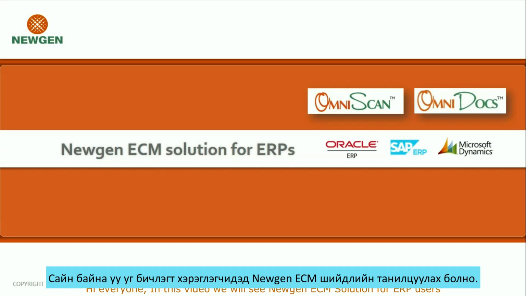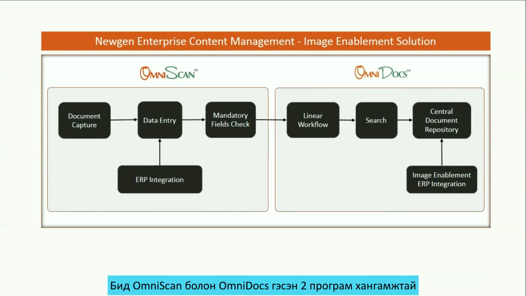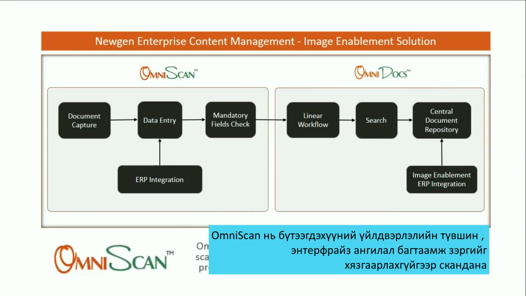Hi everyone. In this video we will see Newgen ECM solution for ERP users. Now in Newgen Enterprise Content Management Image Enablement solution we have two software, OmniScan and OmniDocs. OmniScan is a production level enterprise class unlimited bulk scanning software built to scan physical documents and import pre-scan images from various locations and to archive them into the central repository.